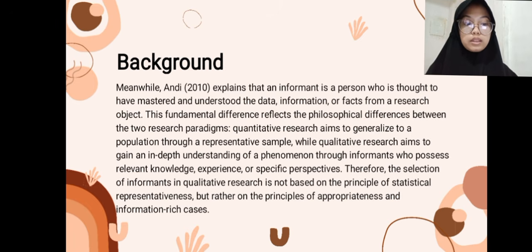This fundamental difference reflects the philosophical difference between the two research paradigms. Quantitative research aims to generalize to a population through a representative sample, while qualitative research aims to gain an in-depth understanding of phenomena through informants who possess relevant knowledge, experience, or specific perspective. The selection of informants in qualitative research is not based on the principle of statistical representativeness, but rather on the principles of appropriateness and information-rich cases.